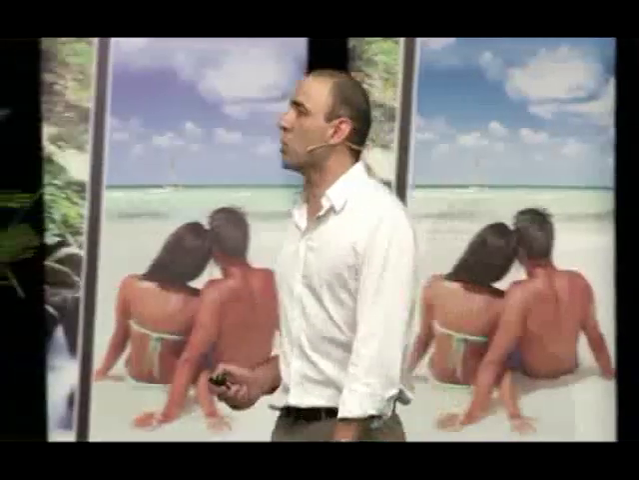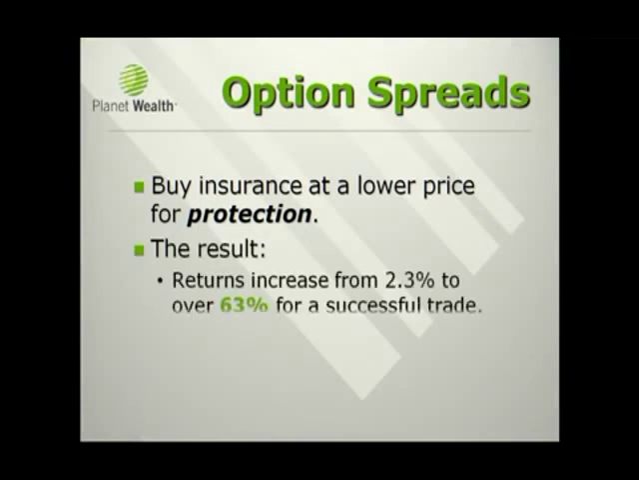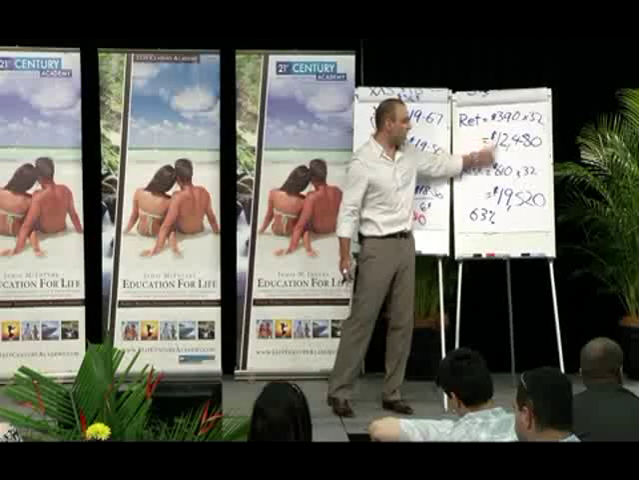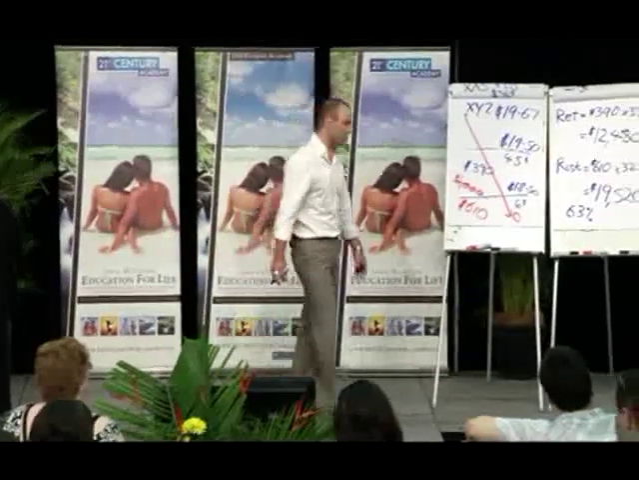So what we do is we buy insurance at a lower price for protection. We buy insurance at $18.50 in this example. The result is that we take a trade that goes from 2.3% on our previous trade up to 63% for the same level of risk, with the same 20 grand we had. Okay, so that's 63%. 12,480 divided by 19,520, our risk, is 63.9, about 64%.